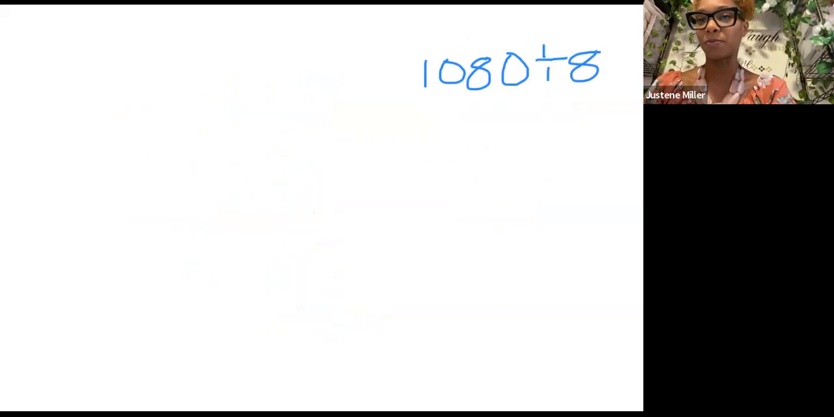Go ahead and set up your paper. This is the part in the video where I am going to try to let you lead on your paper, and then you can check back at the screen to see if you got the same thing. So you're setting up your big house, putting your divisor 8 where it belongs, putting your dividend 1080 where it belongs.